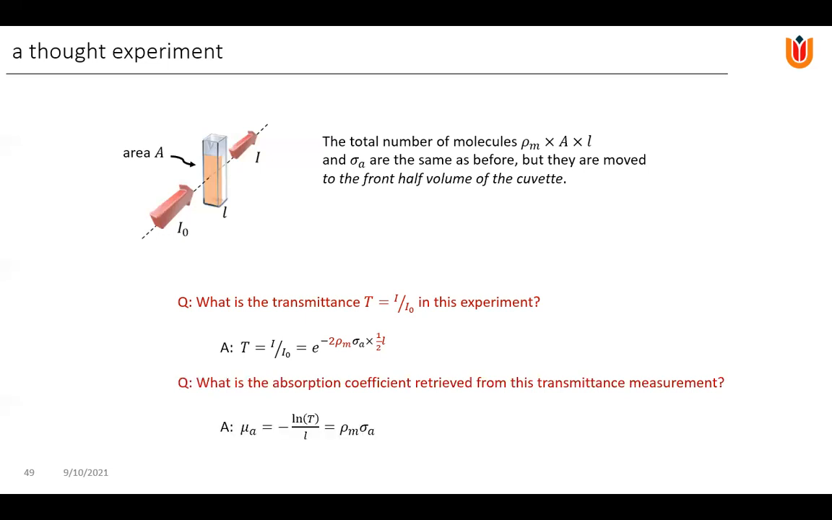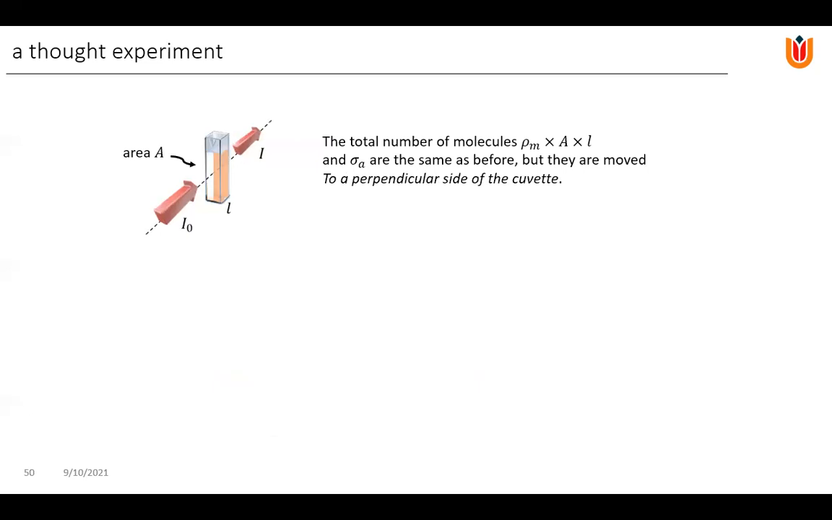So what you would measure for your mu-A, measurement-wise, would still be: I calculate the transmission, I over I0, that would be T, ln of T, take the negative, and then divide by L. All very good. But now, let's put all the molecules not to the front of the cuvette, but to the side of the cuvette. The light still hits the whole cuvette.